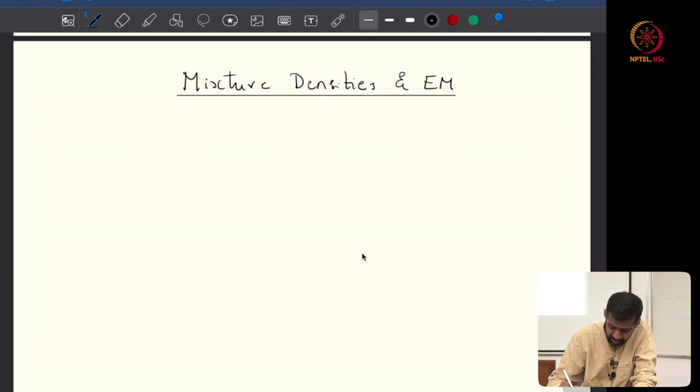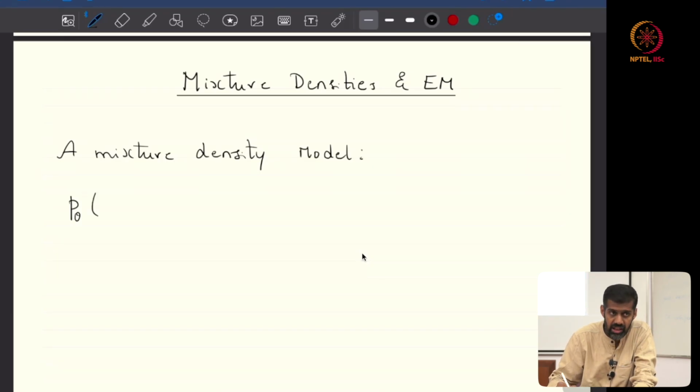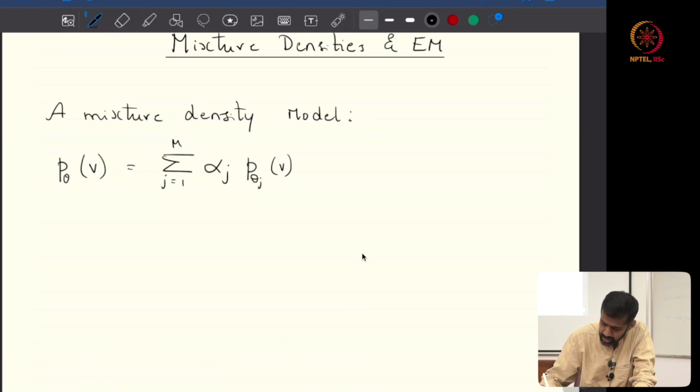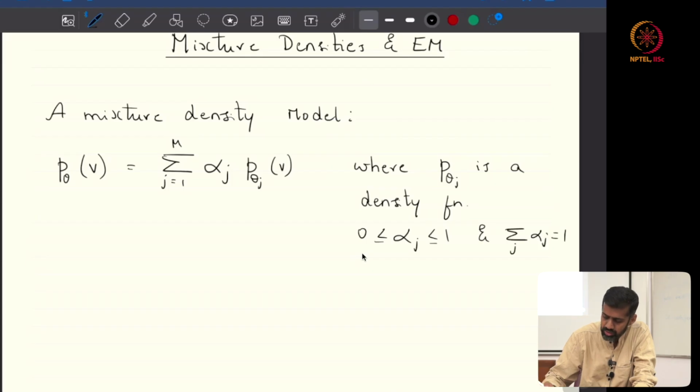So let us recall that a mixture density model p theta of the variable v is given by the sum of alpha j times p theta j of v, where p theta j is a density function and the alpha j's are all bounded between 0 and 1 and they sum to 1. This is the definition of a mixture density in general.